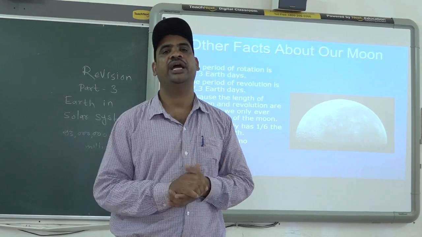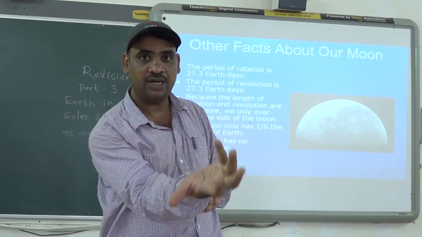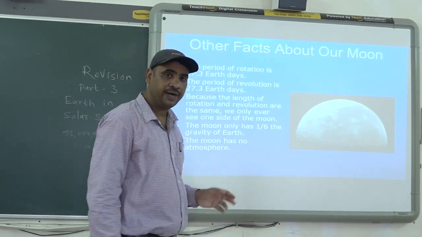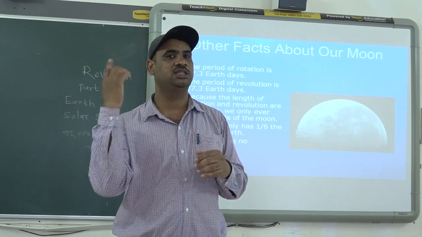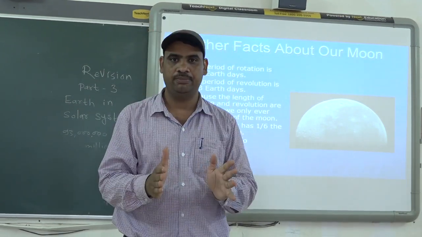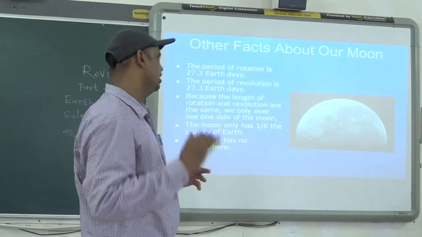That is the reason why we are able to see only half of the moon. One side of the moon we are able to see because of this fact. What is the fact? The rotation time and the revolution time of the moon is the same. And how much is that? 27.3 Earth days.